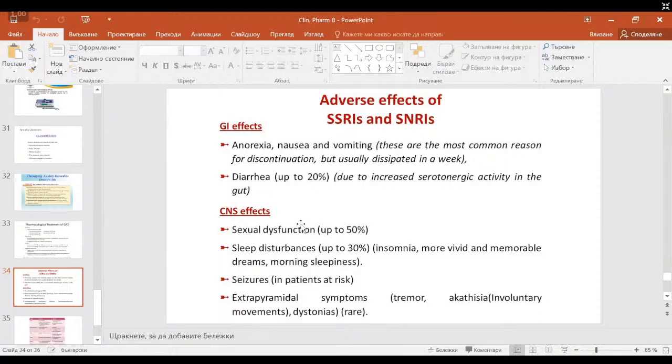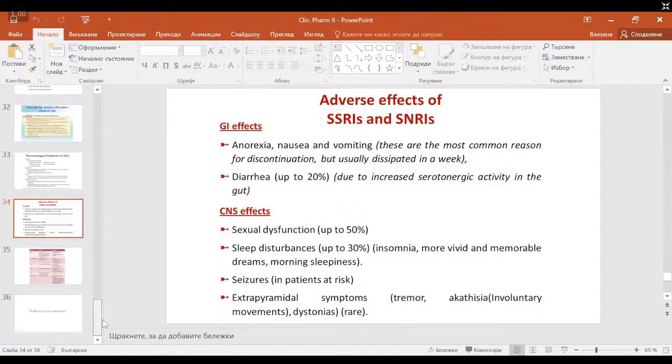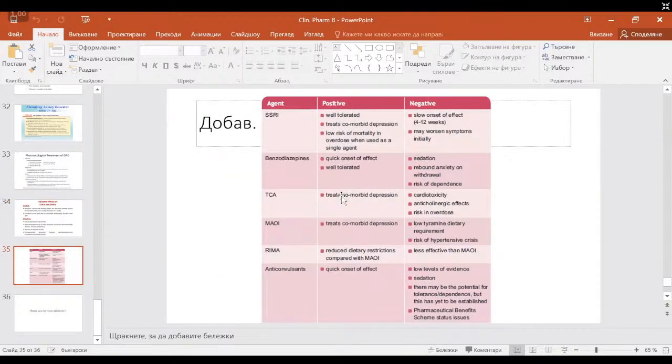Sexual dysfunction is very common. Sleep disturbances in patients who are taking SSRIs and SNRIs. Seizures, extrapyramidal symptoms, they are rare, but still a possibility. And this nice table here actually compares the different anxiolytics: SSRIs, benzodiazepines, TCAs, MAO inhibitors, the RIMAs, and anticonvulsants.